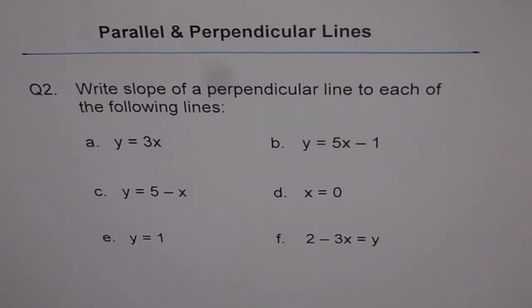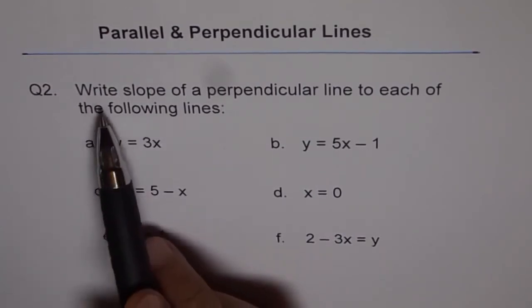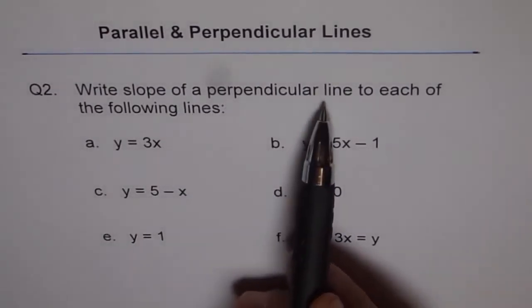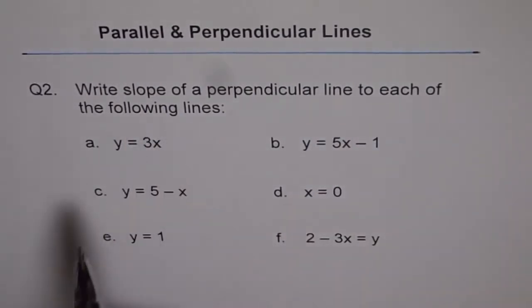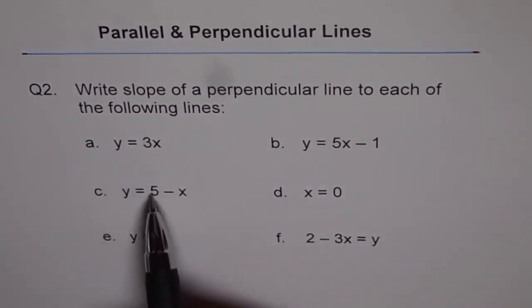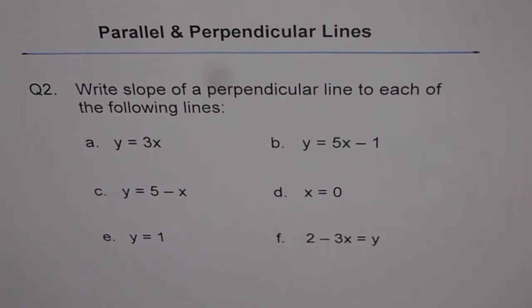Now this is how I will start thinking about answering this question. It says write slope of a perpendicular line to each of the following lines. That means every line will have a different perpendicular line, right? We cannot have one perpendicular for all. At times students get confused with this, right?